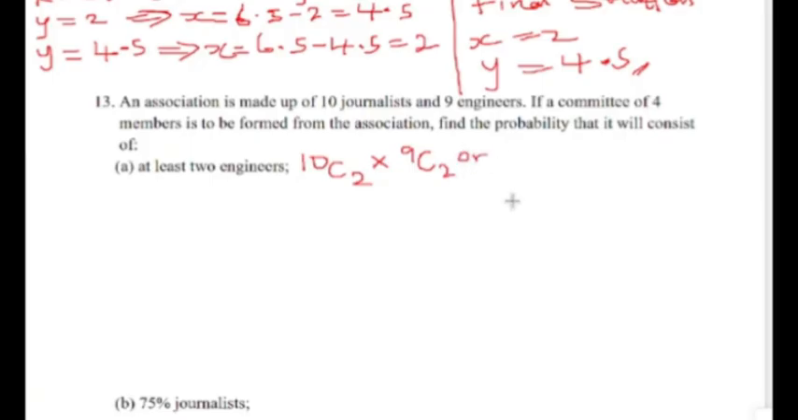Another one is we could have just one journalist, so that will be 10 combination 1 times 9 combination 3, or we could have no journalist at all, so that will be 10 combination 0 times 9 combination 4 for the engineers. Okay, so this involves all of the possibilities that we can get from the conditions set for us here in 13A.